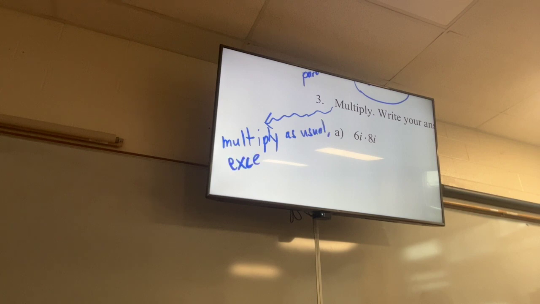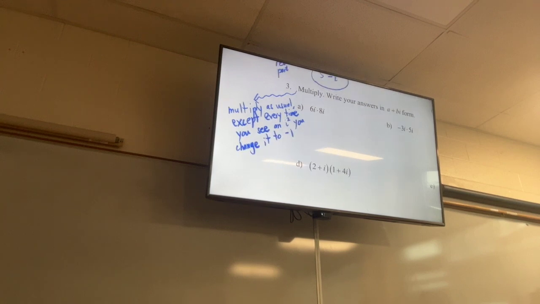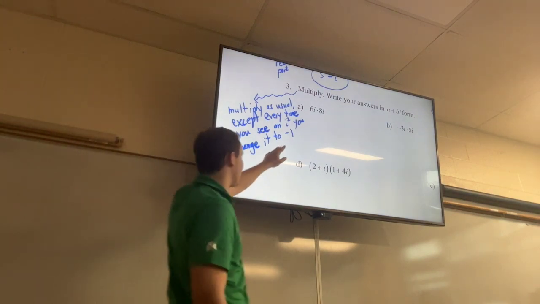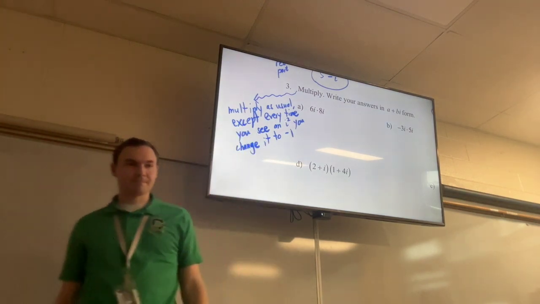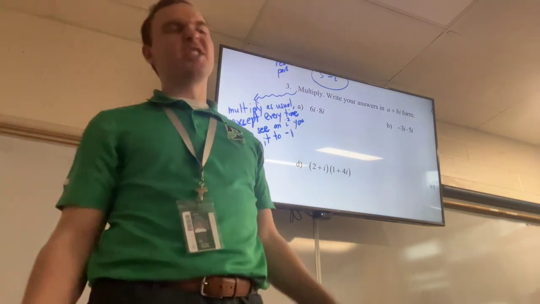Except every time you see an i squared, you change it to a negative 1. Okay, I'll give you guys a couple seconds to write that down. So for multiplying, you multiply these numbers together as usual, except every time you see an i squared, you just have to change it to negative 1. And then do you change it to negative 1 before you multiply? You can change it to negative 1 at the end.